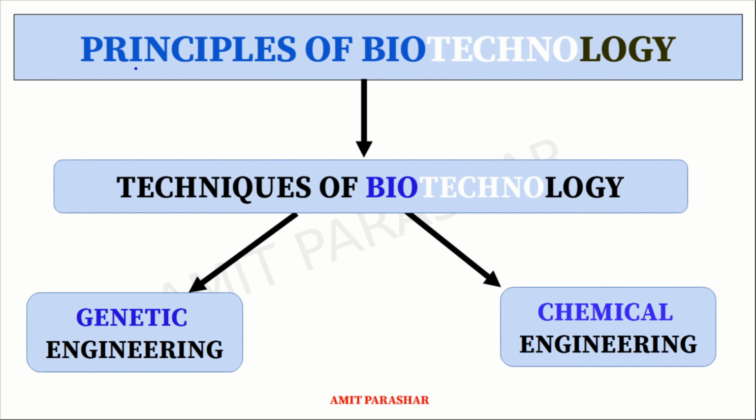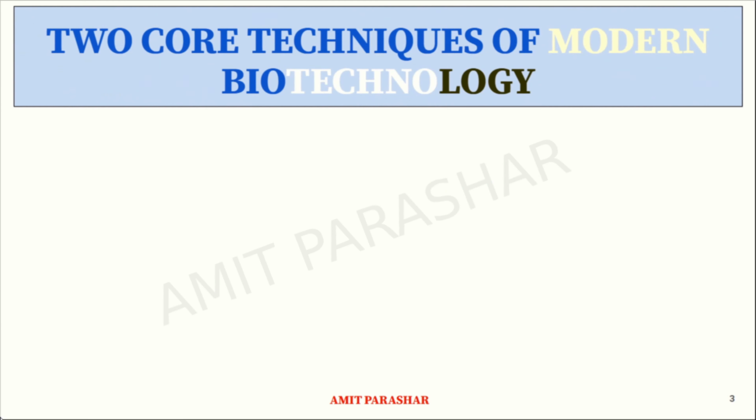To understand the principles of biotechnology, we need to understand what techniques are involved in biotechnology. Among various techniques, there are two main techniques which enabled the birth of modern biotechnology, and that is genetic engineering and chemical engineering. So there are two core techniques of modern biotechnology. The first one is genetic engineering.